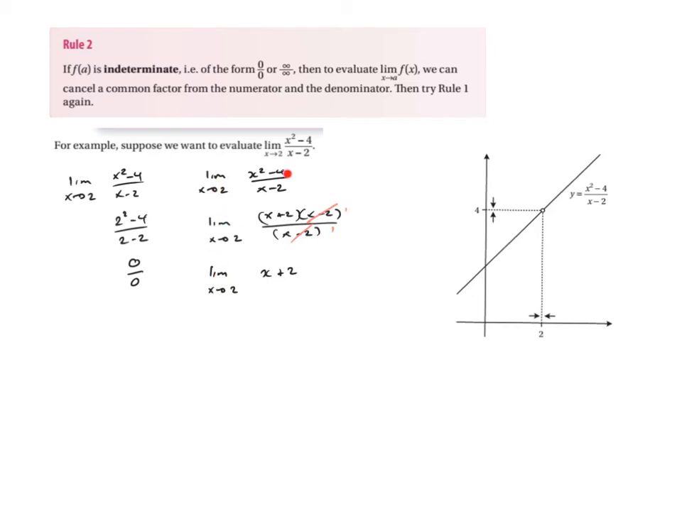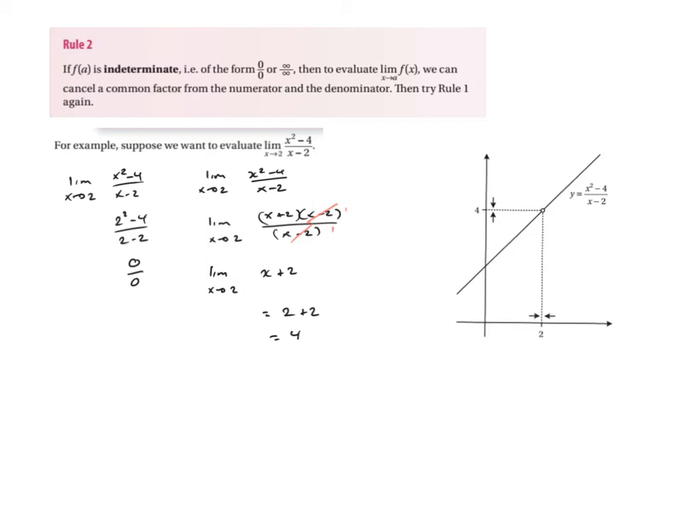Notice that I have not dropped the limit notation yet because I've still not taken a limit. I have just rearranged this and factorized out what I can. I can now put 2 in like I would normally do, and if I put 2 in, you can hopefully see that's equal to 2 plus 2, which is equal to 4. So the limit of this is 4.